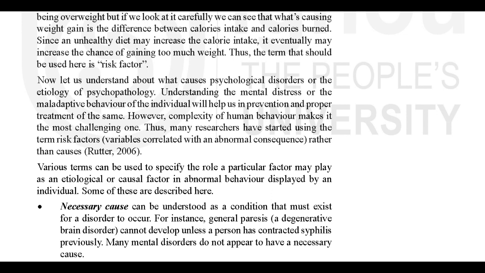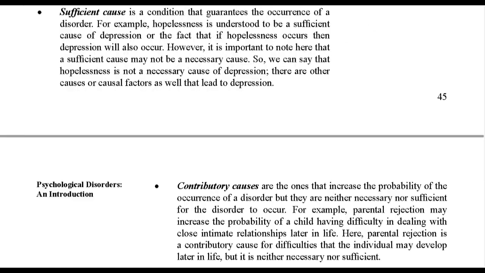Rutter, 2006. Various terms can be used to specify the role a particular factor may play as an etiological or causal factor in abnormal behavior displayed by an individual. Some of these are described here. Necessary cause can be understood as a condition that must exist for a disorder to occur. For instance, general paresis, a degenerative brain disorder, cannot develop unless a person has contracted syphilis previously. Many mental disorders do not appear to have a necessary cause.